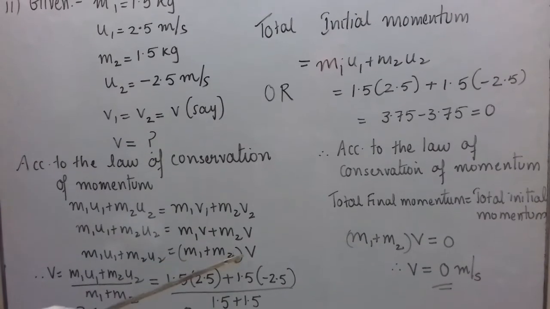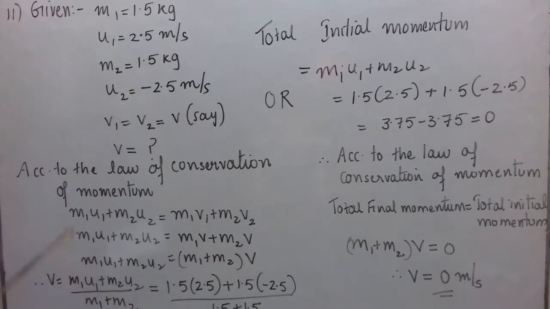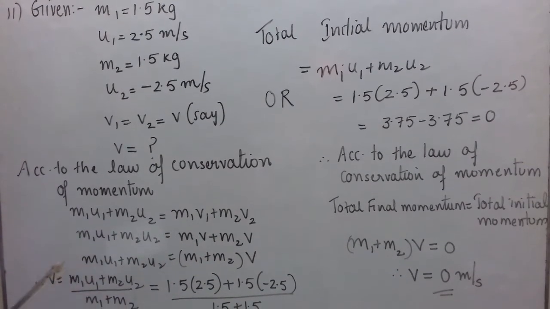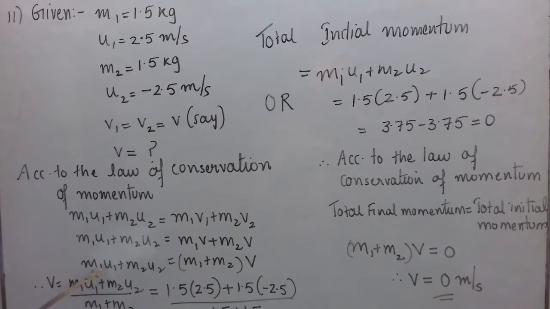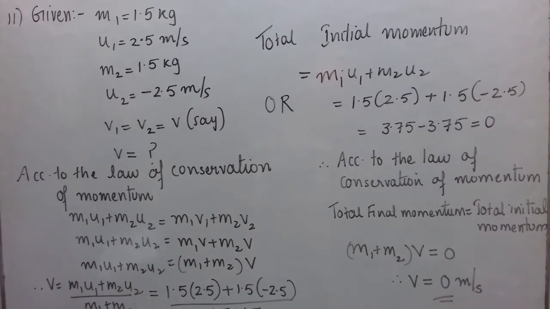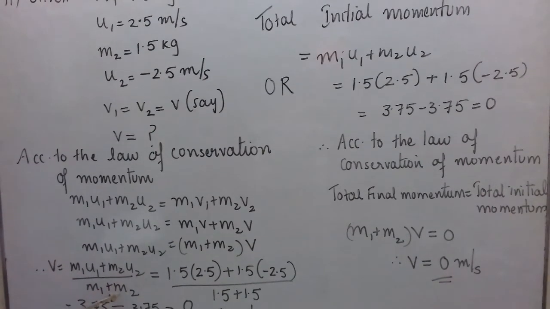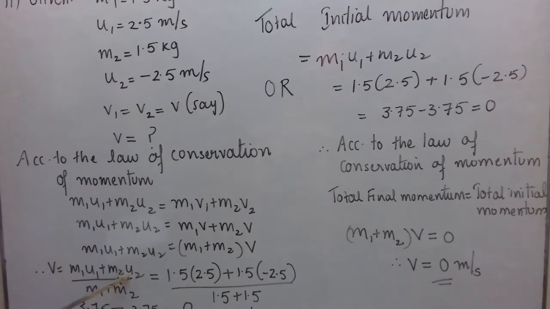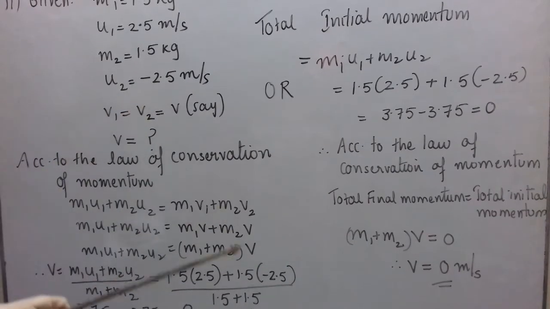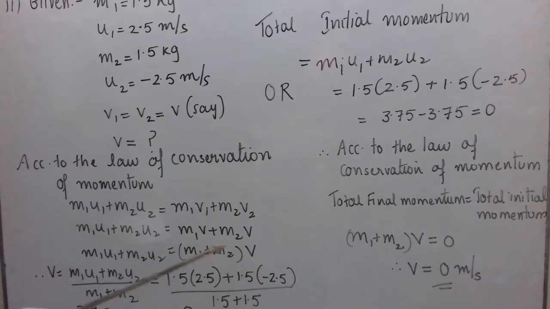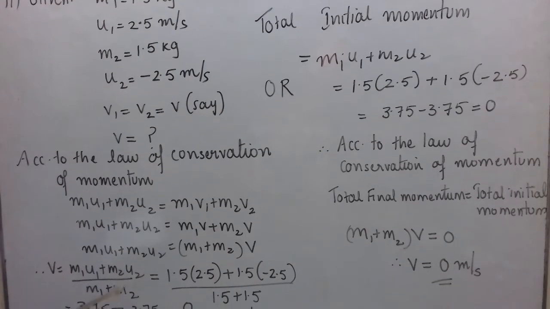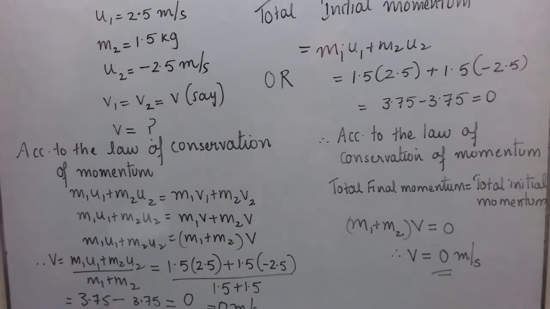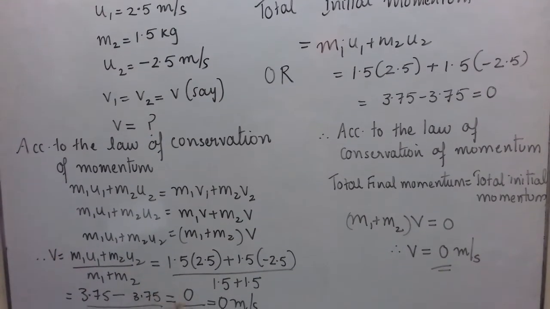Now we have to find v and the rest of the things are known. So we can put the values here. After simplifying we get v is equal to m1 u1 plus m2 u2 divided by m1 plus m2. Remember here that u2 should be taken as negative. Don't forget to take this as negative, otherwise the entire numerical will go wrong. After simplification we can easily see v is 0 by 3.